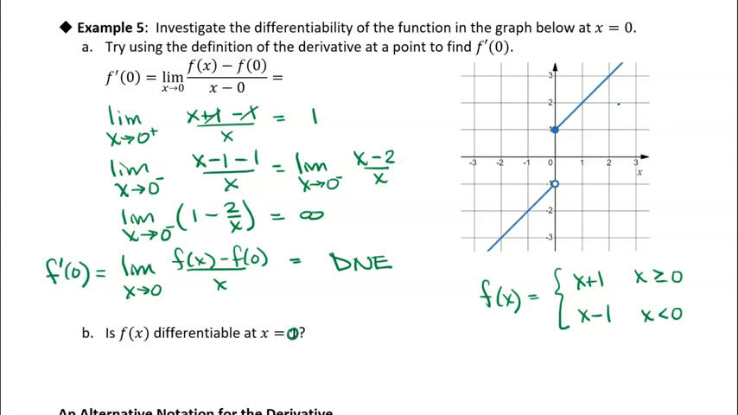I was looking at 0, and it would be differentiable at 1, I think, but f of x is not differentiable at x equals 0. So the answer here is no, it's not differentiable.